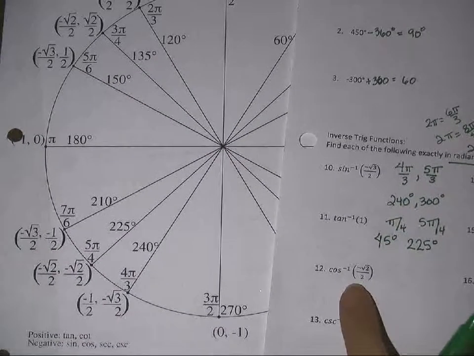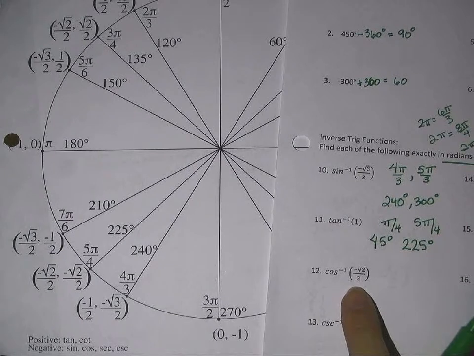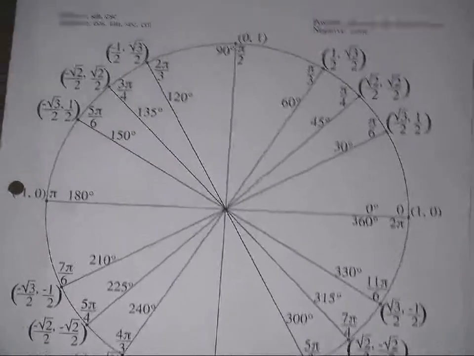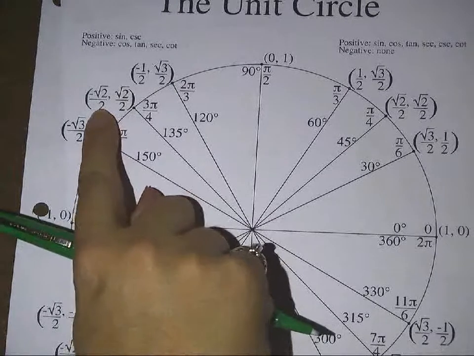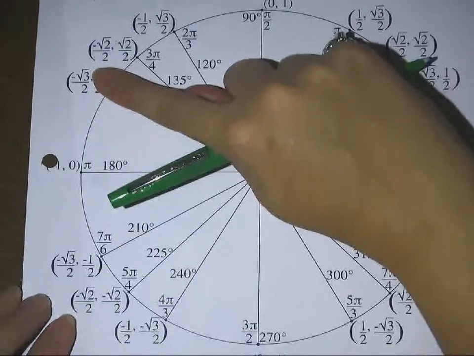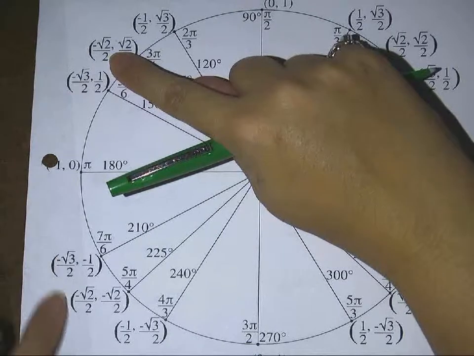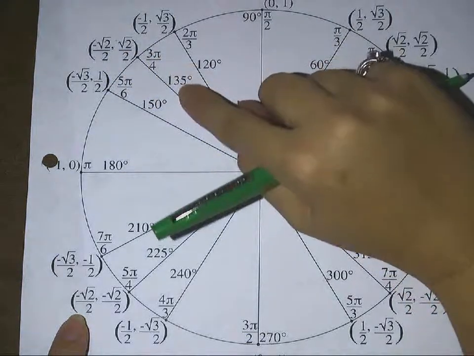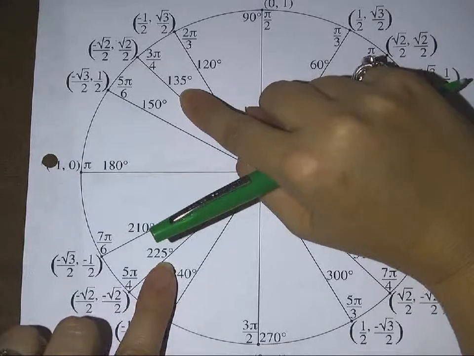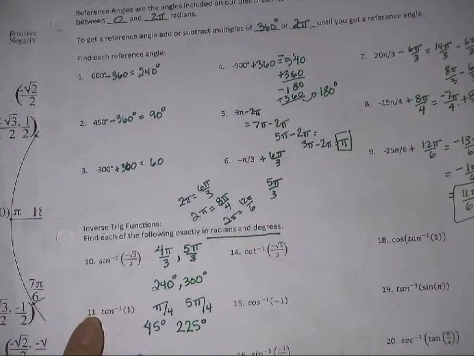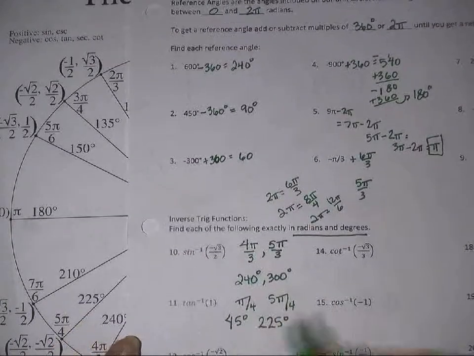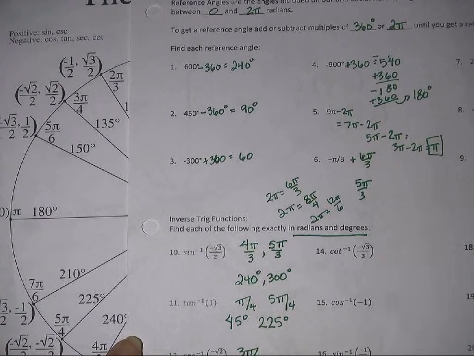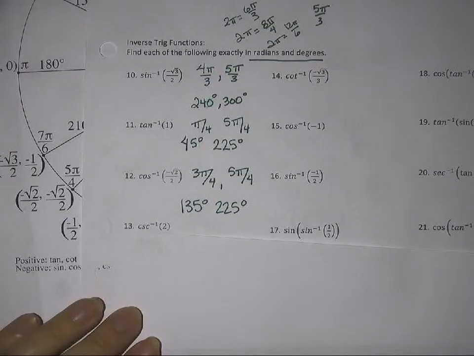Okay, the next one, inverse cosine of negative square root of 2 over 2. Well, cosine is my x value, so I need to look at my x's, and I'm looking for the negative. Here's one right here. And if I keep looking around, I also find the other one right here. So here I'm looking at 135 and 225. And that corresponds to 3 pi over 4 and 5 pi over 4.